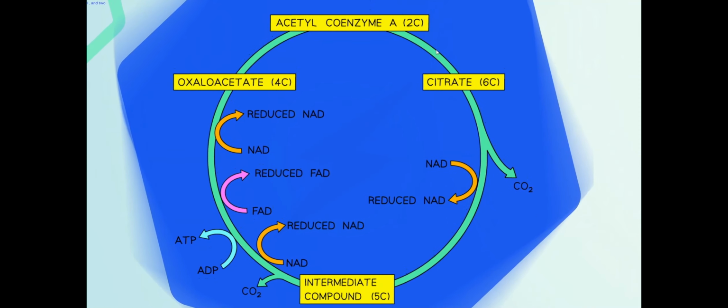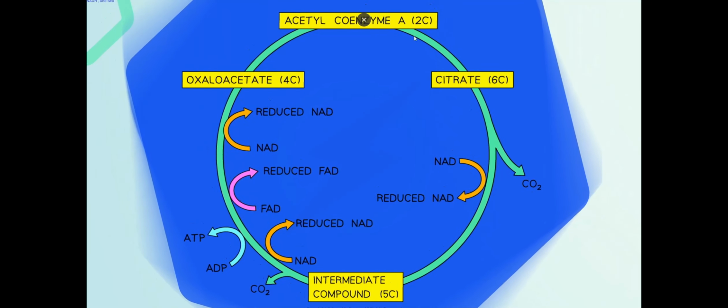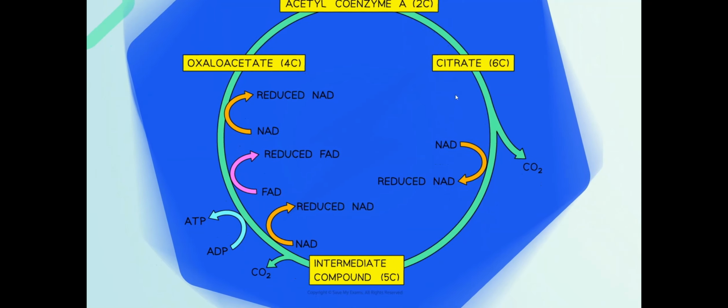This two-carbon compound acetyl coenzyme A forms citrate. Now, when it forms citrate, it's a six-carbon compound. We're not going to learn how it converted into citrate because this is not a part of our syllabus, but just know that the first step is always acetyl coenzyme A converting into citrate.